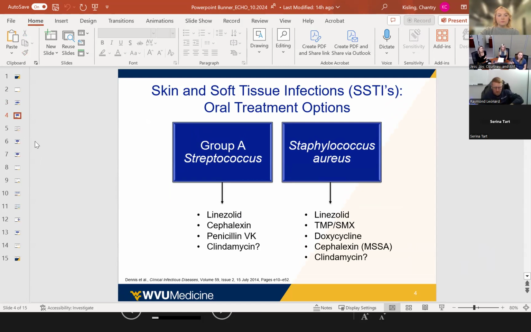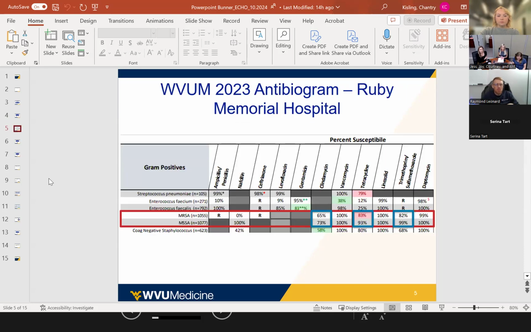You can see on here, I did put a question mark beside clindamycin. It's not my favorite choice for an empiric option for SSTIs. If you go to the next slide, we can see the susceptibility rates for Staph aureus for MRSA and MSSA. Looking at clindamycin, the susceptibility rates are pretty low, so trying to stray away from that, especially as an empiric option whenever we're thinking about Staph aureus.